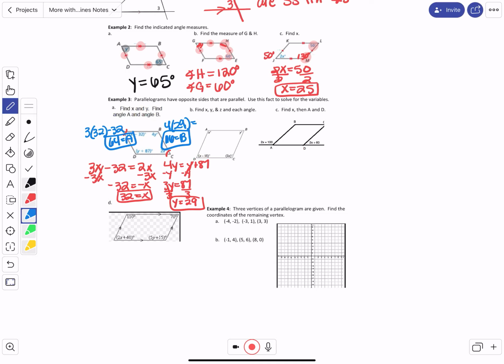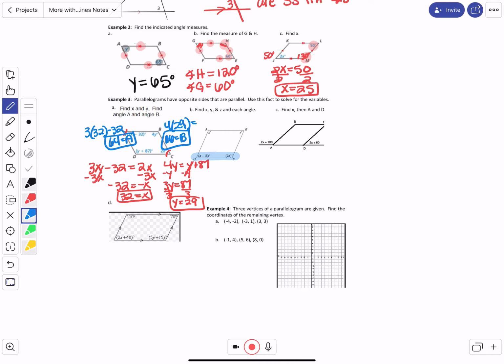Now, on B, it wants us to find x, y, and z, and to find each angle. Okay, so now we've got to be careful. We can't just set opposite angles equal because we have a lot of unknown variables. We can't do x equals 2z. We can't do y equals z minus 15. But what we do know here is we can use these. We know these added up will equal 180 because these are same side interior angles.